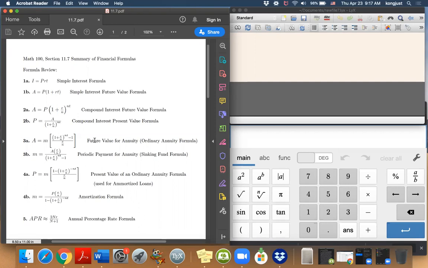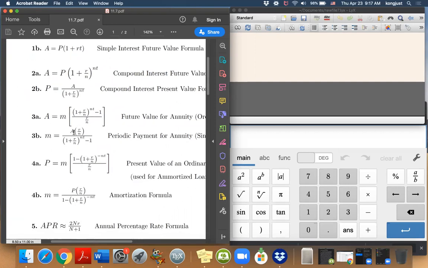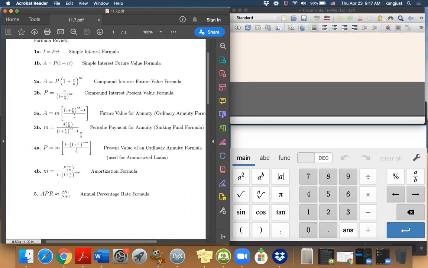Okay, the next one we learned was the annuity formula. This one is for, like, if you're saving for retirement. You know the monthly payment M, you know the rate R, you know the period T, and you know the number of times compounded or put down money in a year. Then you use this one. This will tell you how much money you end up with. And then the periodic payment for an annuity is the other way around. So 3A and 3B are connected again. If you know how much you want to end up with, your target goal, then this tells you how much you should put down at each period.